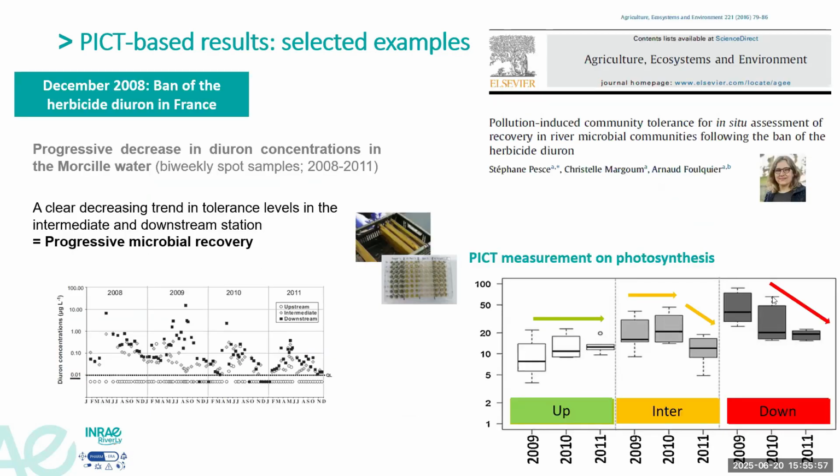So you can see that in green, the tolerance values were quite stable between the years, and you can observe a decrease in the tolerance to diuron at the intermediate and downstream stations. So clearly, we observe the progressive decrease in the capacity of the communities to tolerate diuron, but you have to keep in mind that in the river, only the concentration of diuron decreased because we still observe copper or other pesticides in the river. So you can see that this microbial response is quite specific to the kind of contaminant.